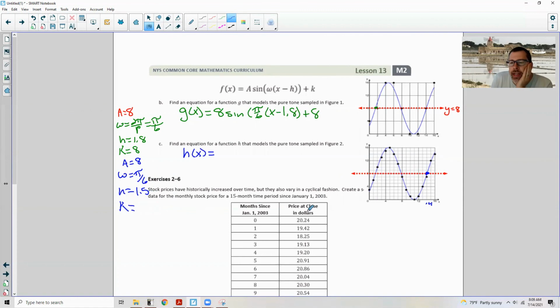And let's see what's k. k is our midline. k is 8. So there's our equation. h of x equals 8 times the sine of pi over 6 times x minus 1.5, plus 8.